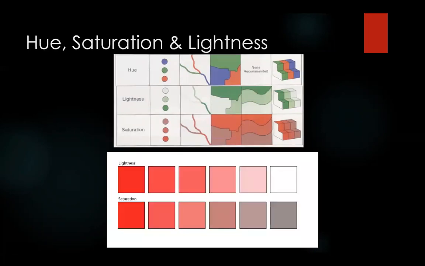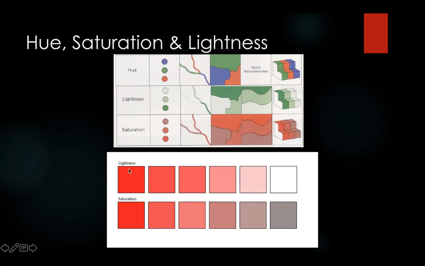Finally, saturation is perhaps the hardest to understand. Saturation is the intensity of the color. For instance, are you a really vivid red or a more muted red? This one is really hard to understand. So let's talk about it in comparison to lightness.